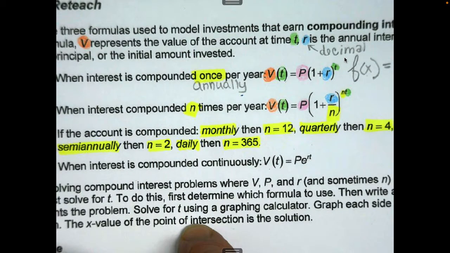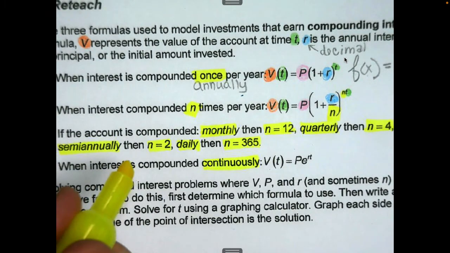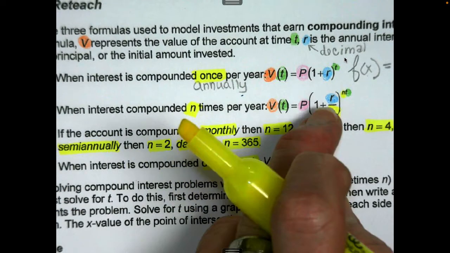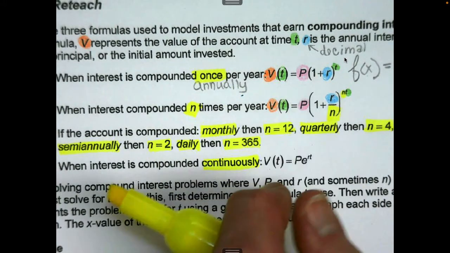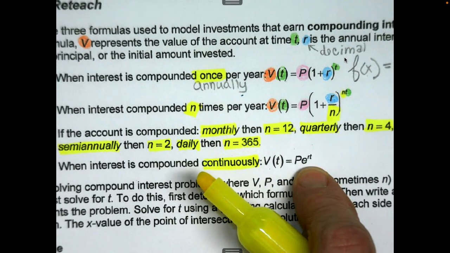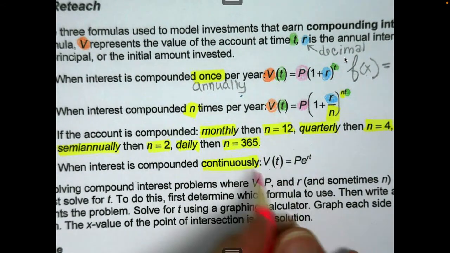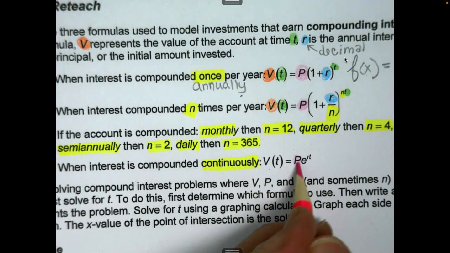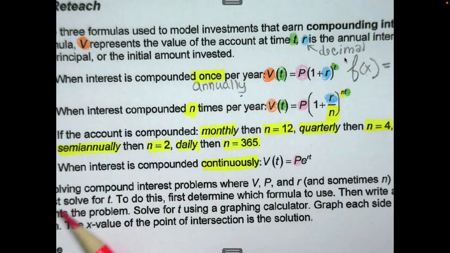Now, continuously. If you remember the formula for E, it was 1 plus 1 over x to the x. In other words, you take it to infinity, you get E. So E shows up as a base. So I call this the PERT formula. Principal. So when you see the word continuously in the story, you take the principal, and this is the number E, and when you put it into Desmos, you put the letter E, it comes out that number, so you just have to put in the T, kind of like pi.